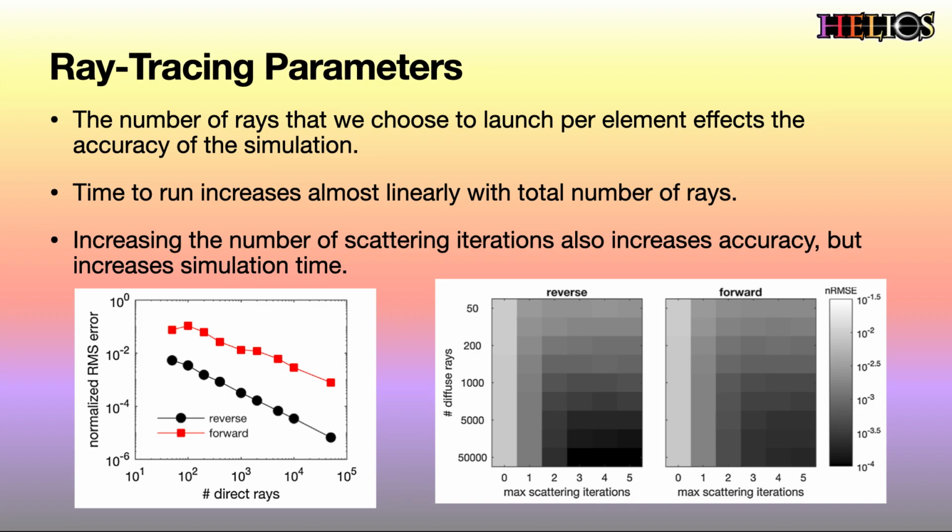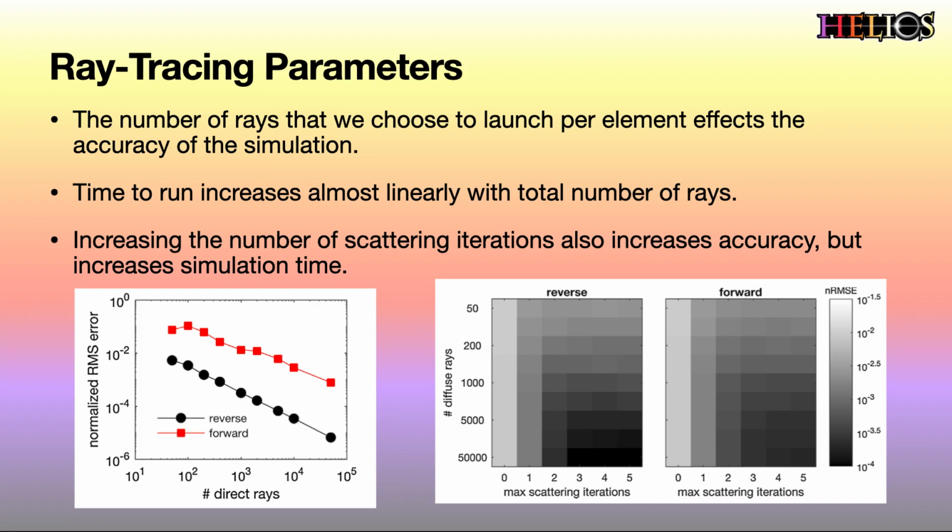So we can see that we're an order of magnitude or two lower in the error at any given number of rays. And then we get kind of similar scaling as we increase the number of rays, but we get a substantial offset between the two. So for a given number of rays, the reverse ray tracing approach tends to be substantially more accurate.